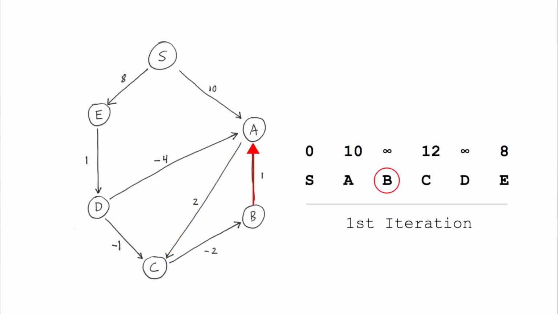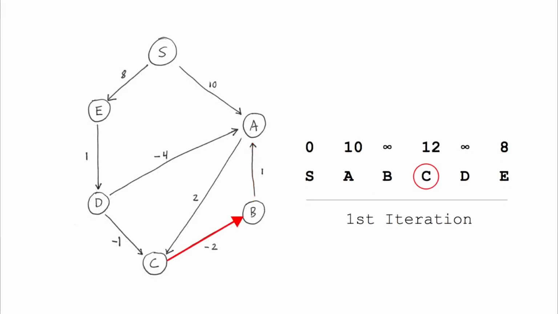Getting to B, we notice we don't even know how to reach it yet, so we can skip this node. Moving on to C, we know that we can get to C with a cost of 12. Examining its outgoing edges, we see an edge to B with the cost of -2. We update the table.